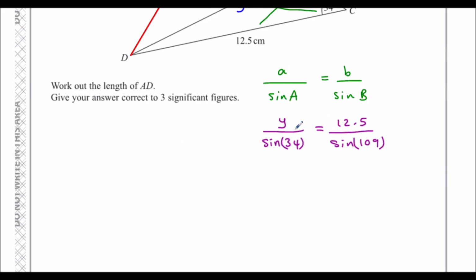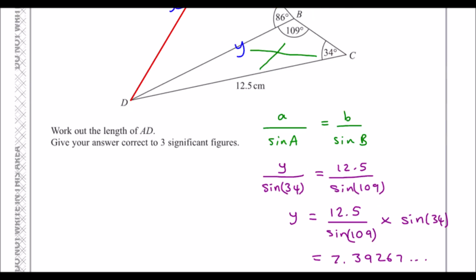To get y by itself, I'm going to get rid of the divide by sine 34. To get rid of divide by sine 34, I multiply by sine 34. So it's 12.5 over sine 109 times by the whole side times by sine 34. So I'm going to type it into the calculator exactly like that. So 12.5 over sine 109 as a fraction, and then click across and times sine 34. So I've got my value for y as 7.39267 and so on.